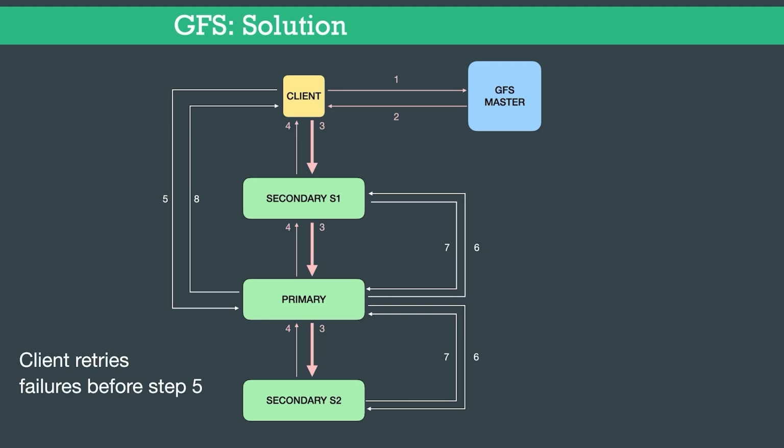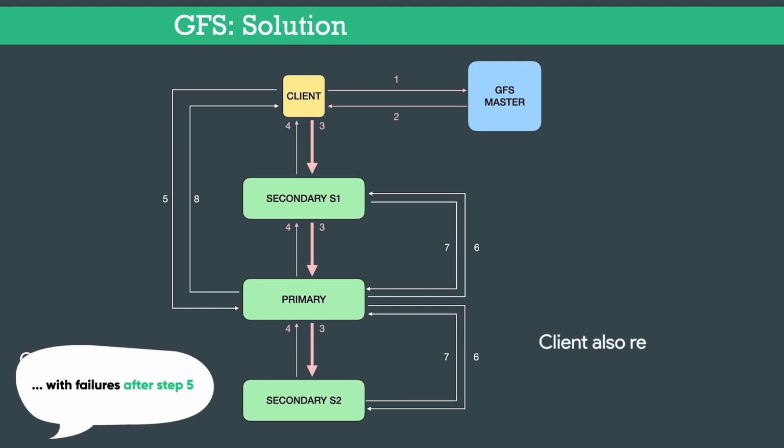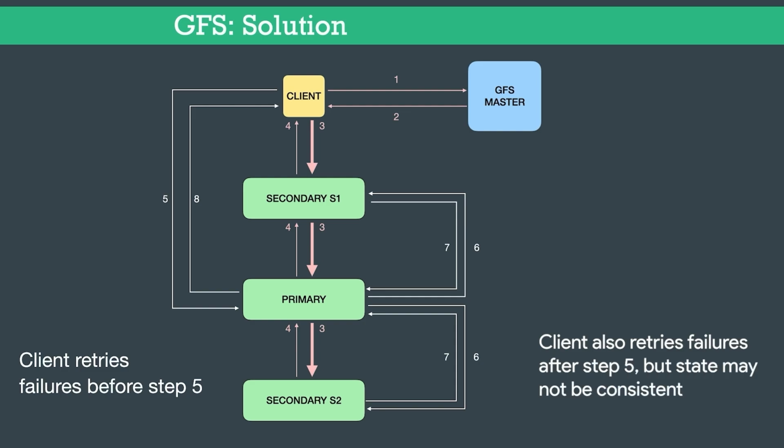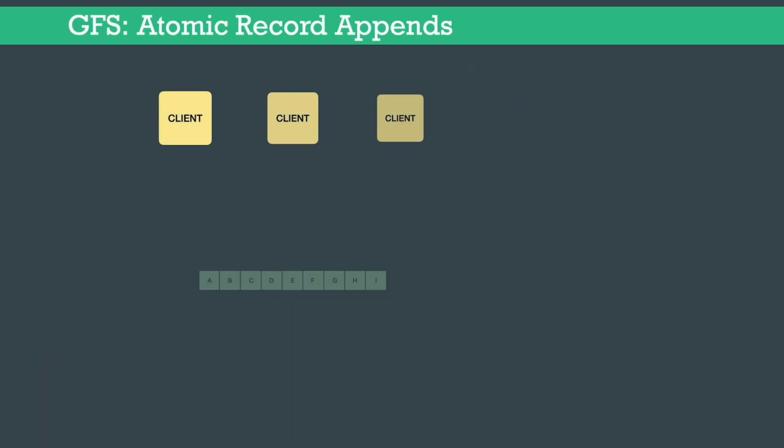But how would clients deal with failures? They deal with it by retrying any failures at or after step 5. It's worth mentioning that consistent write mutations only work within a single chunk, and this is why writes are not used much in practice.